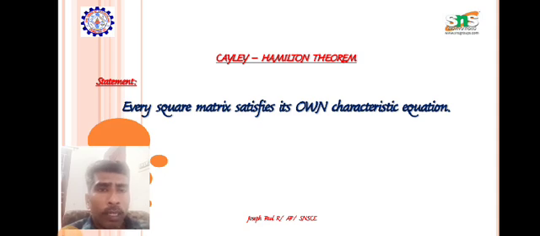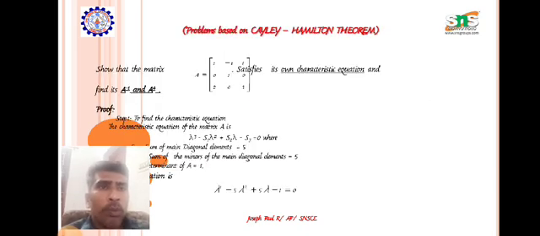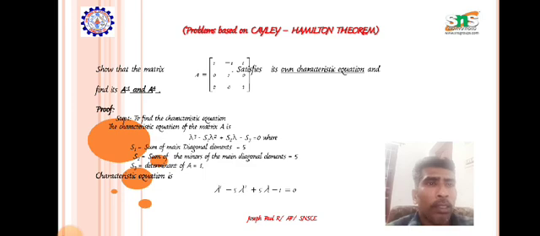By using Cayley Hamilton's theorem, we can find any power of a matrix, A power 4, A power 6, anything we can calculate. And also we can calculate the inverse of a matrix by using Cayley Hamilton's theorem. For the first matrix given, I need to verify that it satisfies its characteristic equation. A is 1 minus 1 1, 0 1 0, 2 0 3, and we are finding its inverse and A power 4.